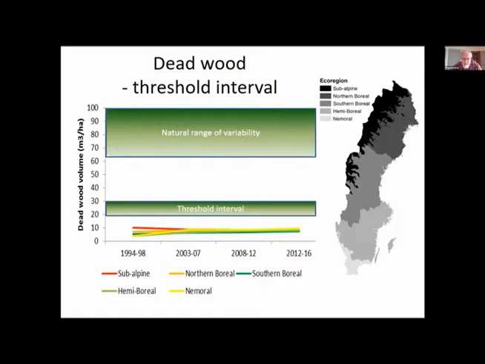So again, whether you relate the result of an indicator to a norm also matters, because without talking about natural range of variability or threshold intervals, you could claim that everything is increasing and everything is fine. But if you really want to conserve, as the Swedish policy says, viable populations of naturally occurring species, then of course you cannot do like that.